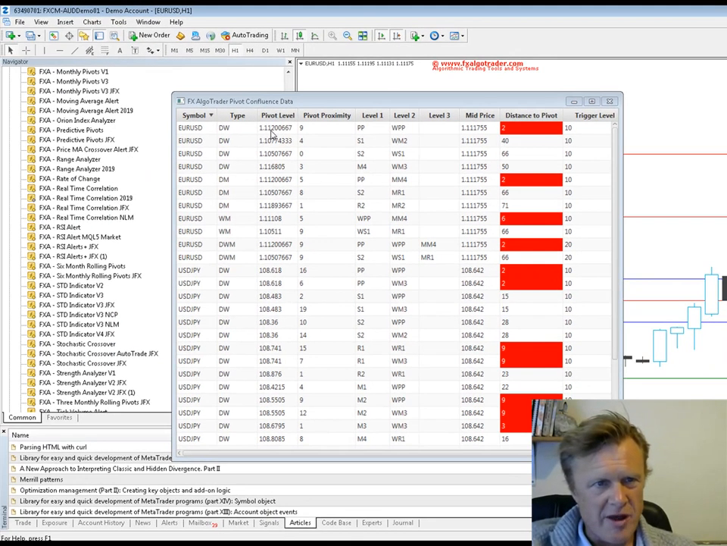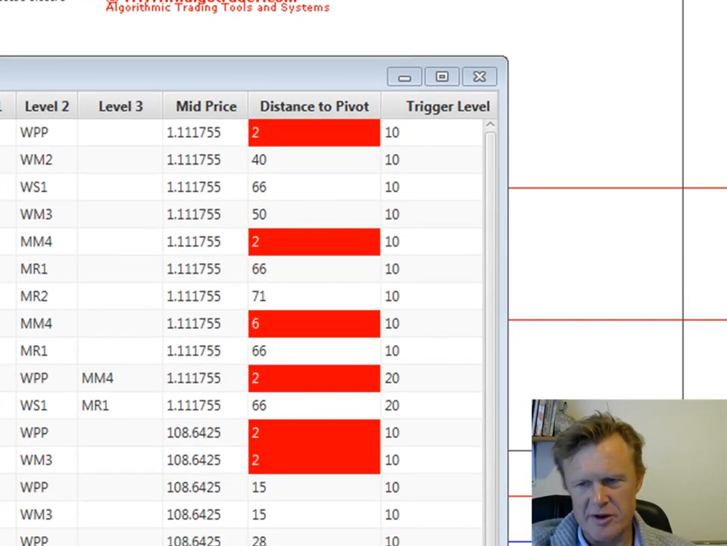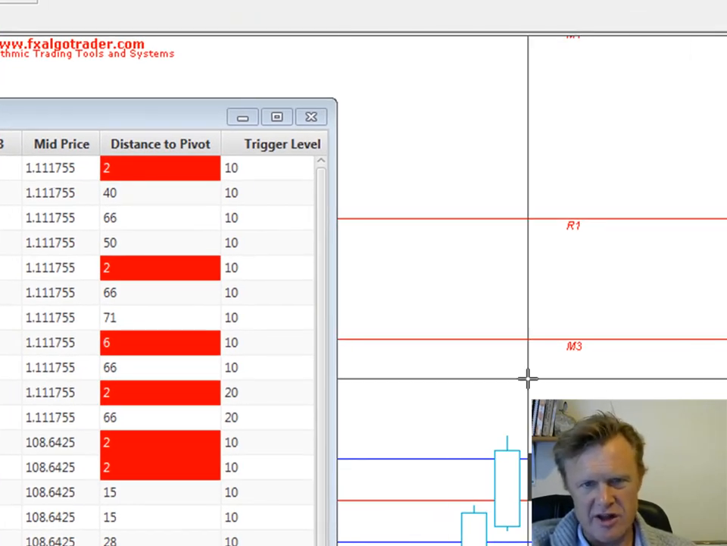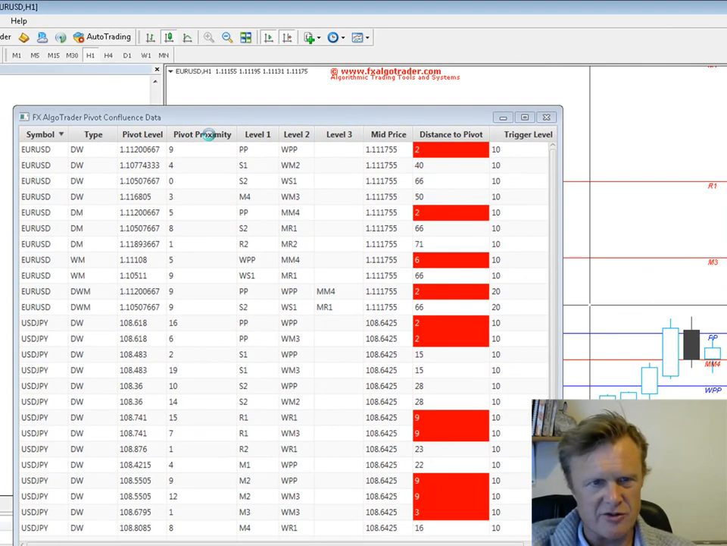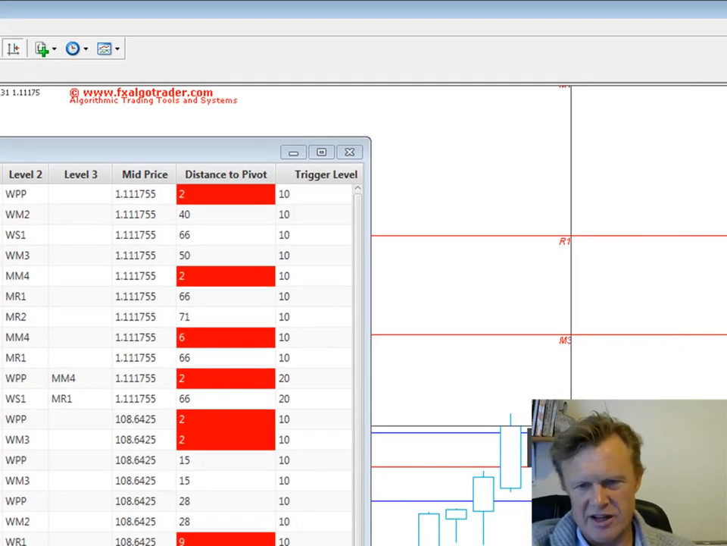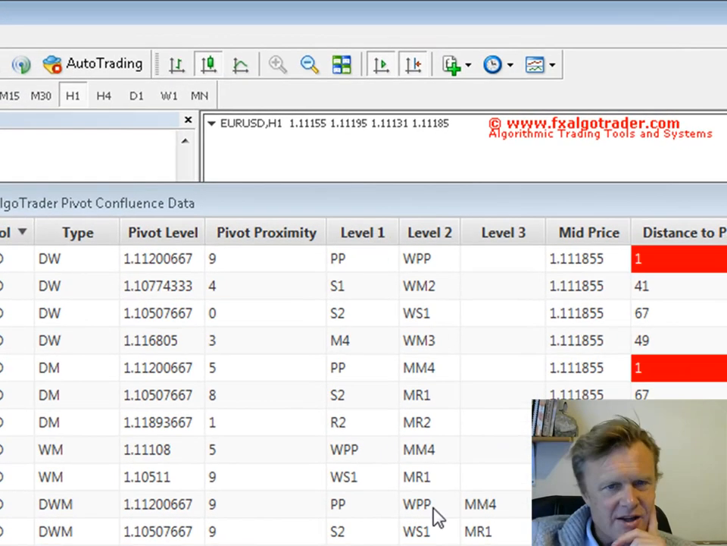And your pivot level is 1.1120, which is this level here, which is taken from the central pivot. And so essentially it's telling you here the distance to the pivot is 2 pips, and that's the distance between where we currently are and the pivot level. And our trigger level is 10 pips, so we've set basically a proximity alert channel of 10 pips around our pivot level here. So these are examples of twin confluence levels, so 2 levels coming together.